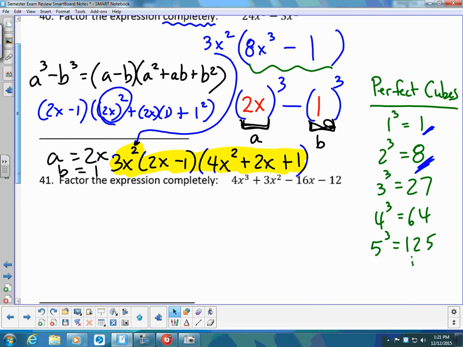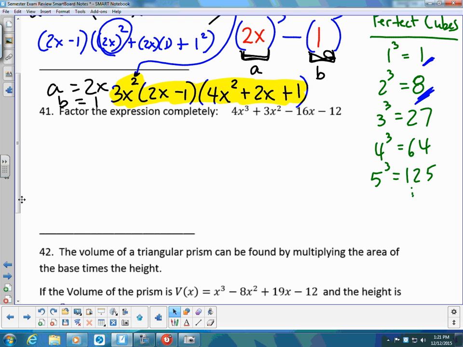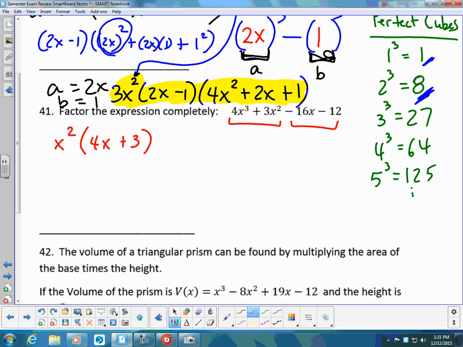All right, let's take a look at number 41. It says factor this expression completely. So for this one, I think that maybe since there are 4 terms, we might try factoring by grouping. So what can I factor out of a 4x cubed plus 3x squared? Well, I could factor out x squared, and then what's going to be left would be 4x plus 3. What can I factor out of a minus 16x minus 12? I can factor out a minus 4, and I'd be left with, again, 4x minus 3, because negative 4 times 4x is negative 16x. Negative 4 times negative 3 is not right. Negative 4 times positive 3 would give me a negative 12.